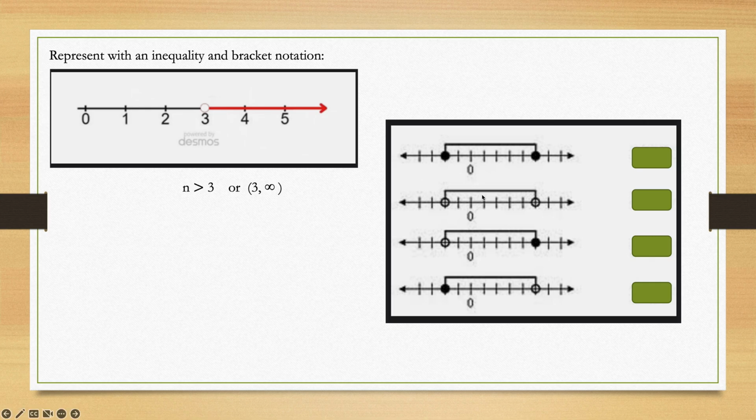For the next 4, we're just going to use bracket notation. Do each of the 4 questions. Let's do the first 2, then the second 2. So do the first 2, I'll show you the answers, then the second 2, and I'll show you those answers. Go ahead. Okay, so for the first one, they're both filled in circles, so they both get brackets, -2 to 5. For the next one, they're both open circles, so they both get parentheses, -2 to 5. Now, try the last 2.